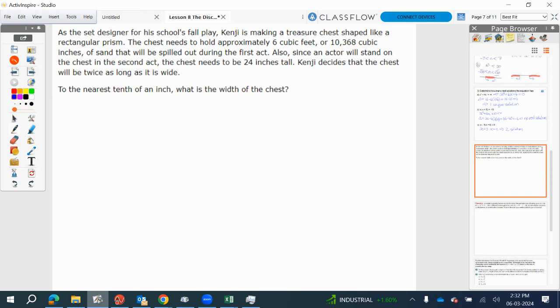Okay, with word problems like this one, always start by drawing a diagram and labeling it. So we need to be able to visualize a box. We've got a box that's looking a bit like this. Here's our box.